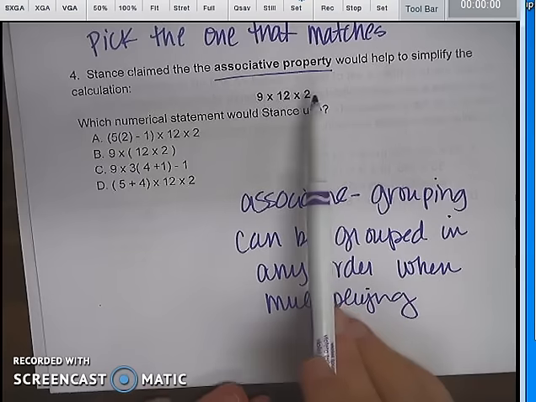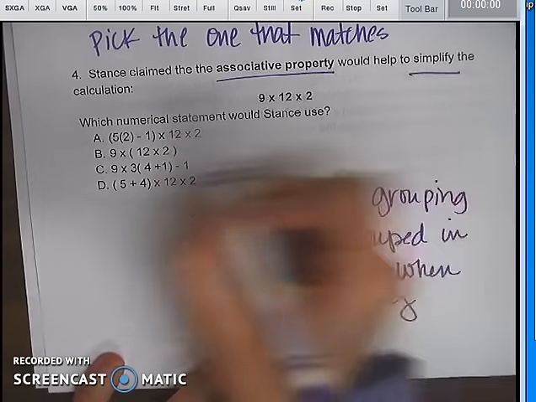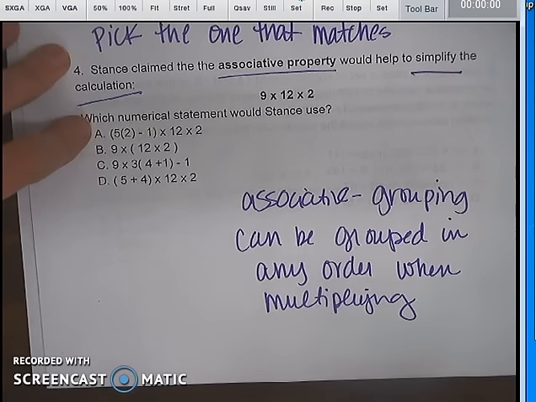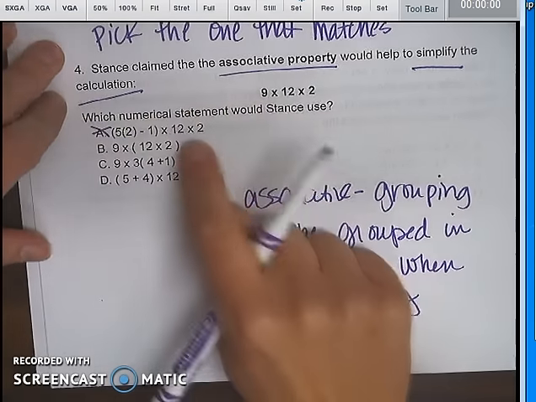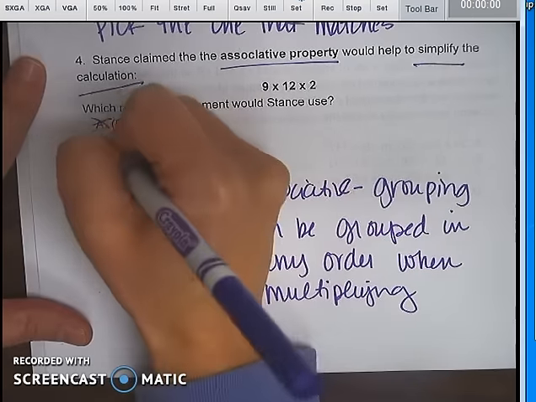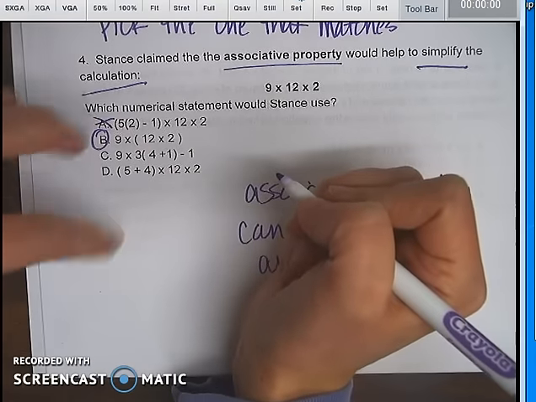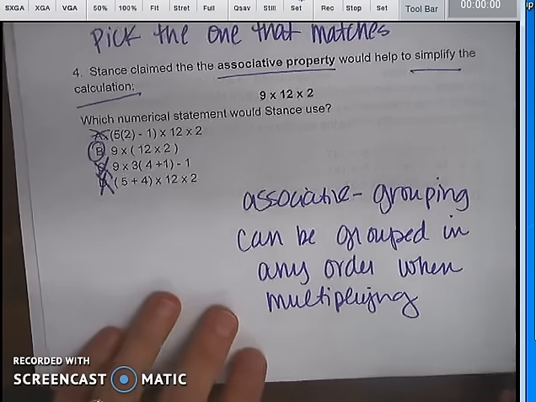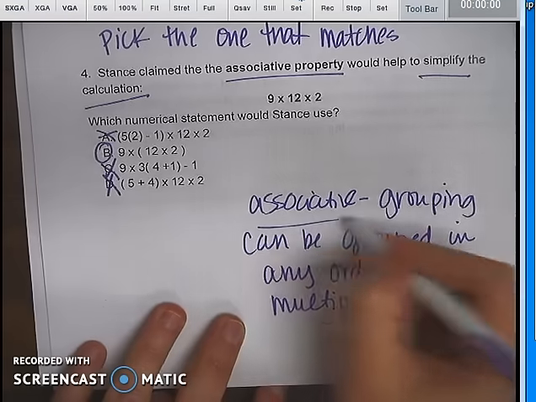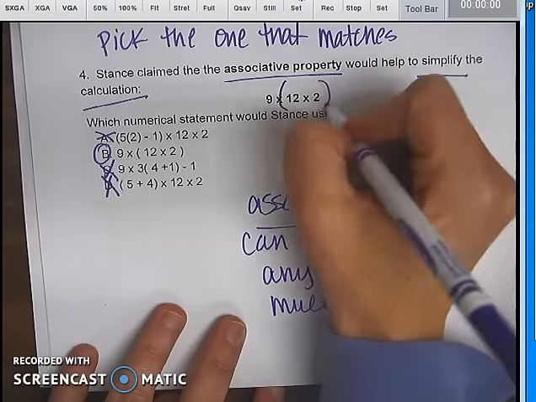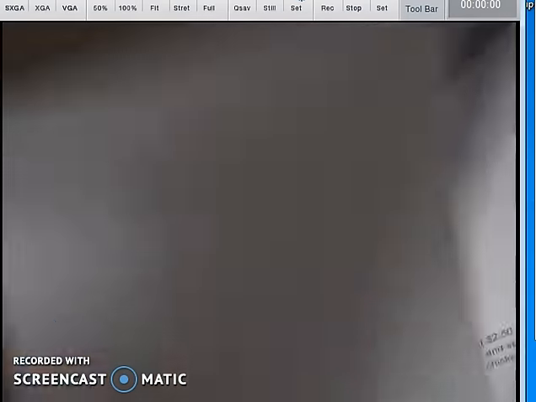So, Stan's claim that the associative property would help to simplify the calculation, which would just mean make it easier. Is that looking like that's making it easier? Absolutely not. Now, do you know what 12 times 2 is? 24. 24 times 9. Okay, I don't know what they've done there. If it looks weird, it's more than likely not your answer choice. So the associative property deals with grouping. It's like your group. Who do you put in your group with your parentheses?